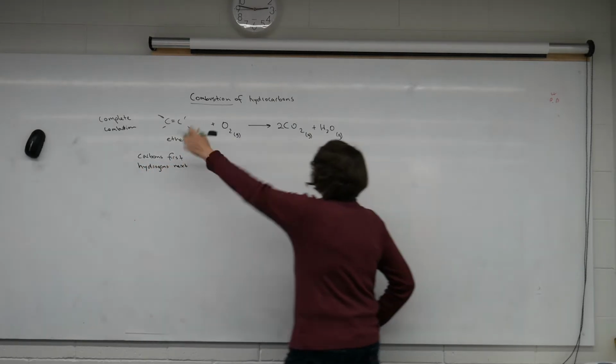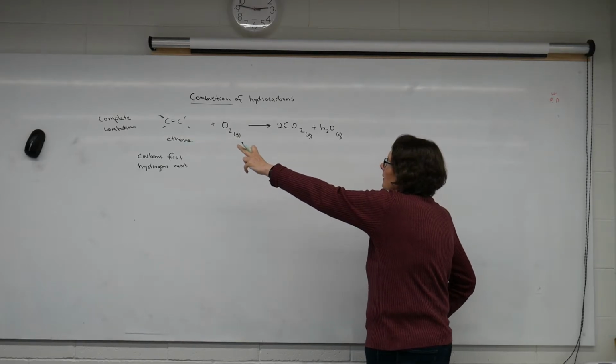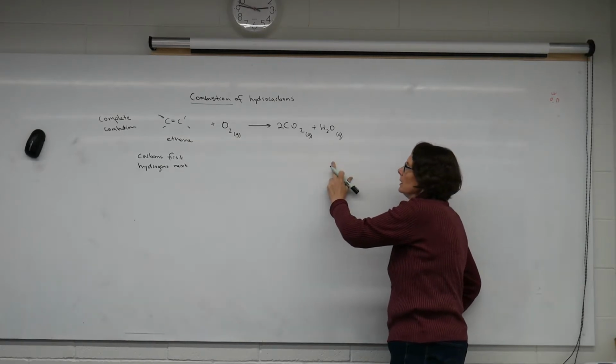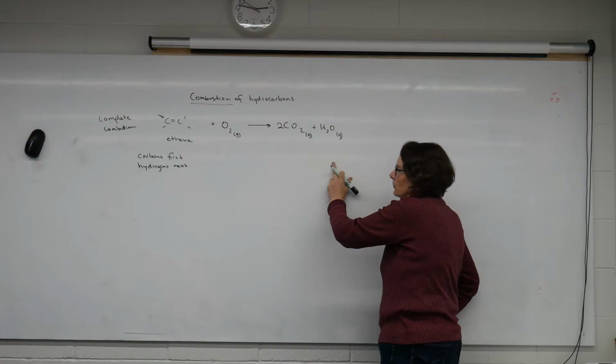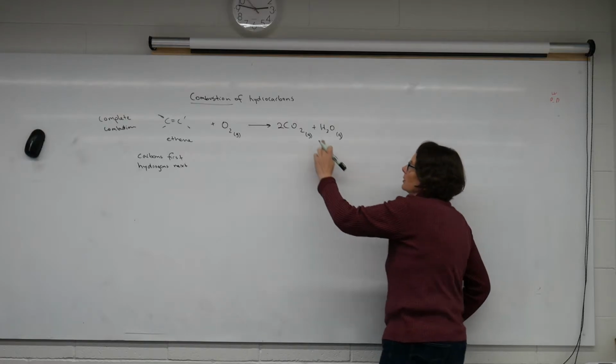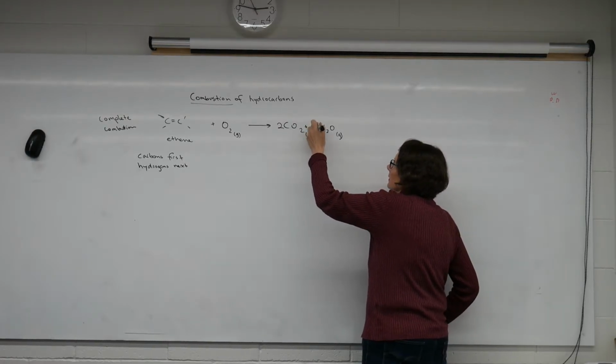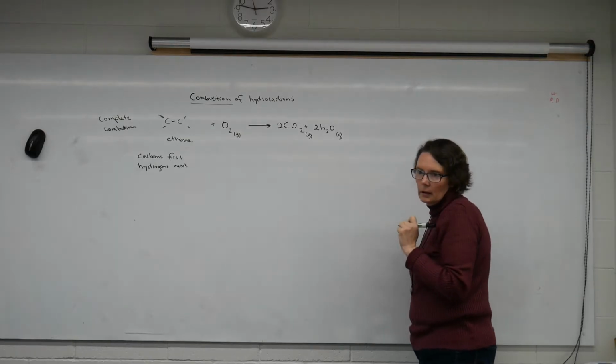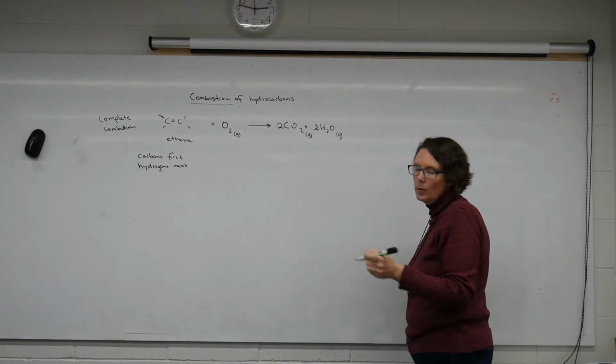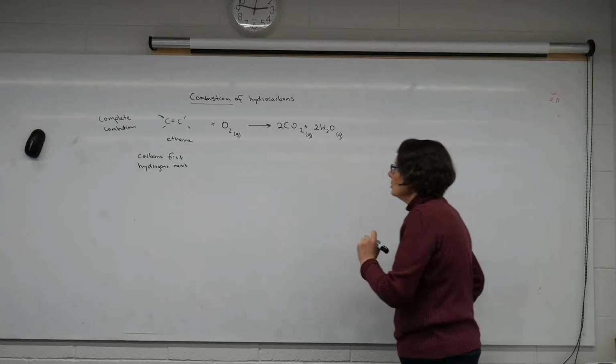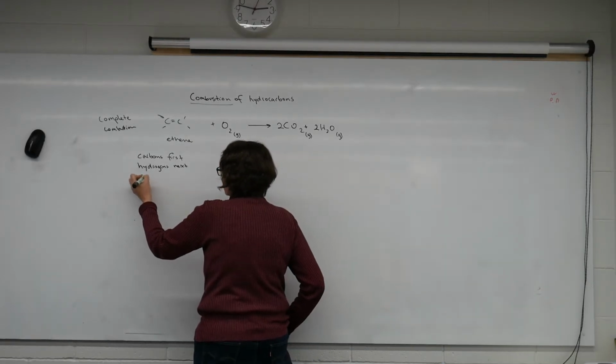We have 4 there. So what do I need here? 4. I need 4 here. Put a 2 out the front. So now I've got my carbons balanced and my hydrogens balanced. Oxygen last.